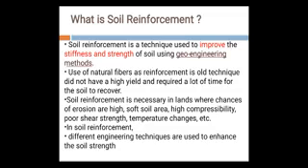Soil reinforcement is necessary in land where the chances of erosion are high, soft soil areas, high compressibility, poor shear strength, temperature changes, etc. Obviously, soil reinforcement is necessary in these conditions. With temperature changes, high temperature and abrupt change in temperature will make the soil shrink, so there will be chances of cracking, shrinkage cracks, and loss of shear strength. So that's why soil reinforcement has to be used there.